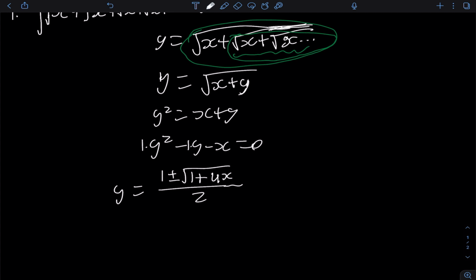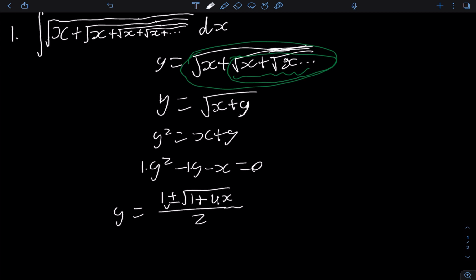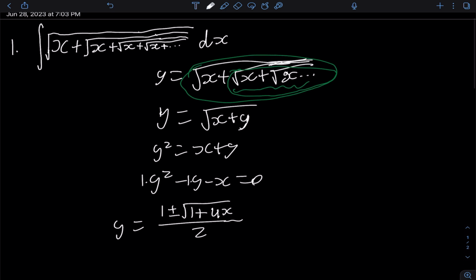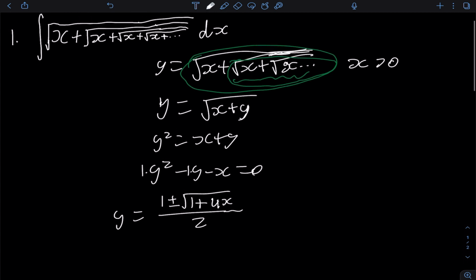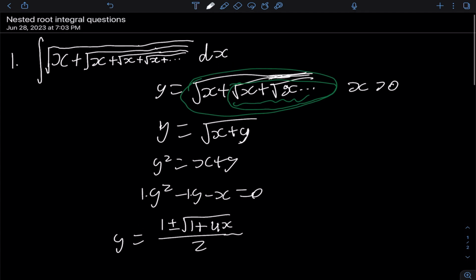So what do we see here? Well, we have two expressions here. We have a positive and a negative root. So which one should we take? Well, the first thing we notice is that x must be greater than 0, because if x was negative, we would be dealing with complex numbers here. And we know that our original integral is in the real world, and there's nothing complex here. And if x is greater than 0, that means y is also greater than 0.